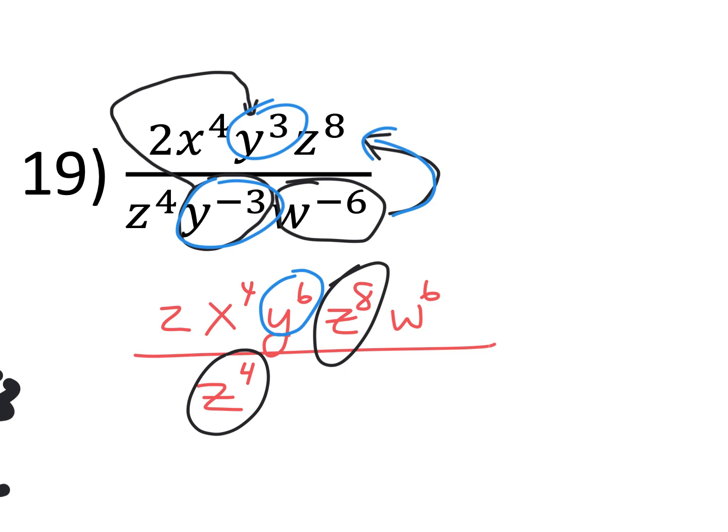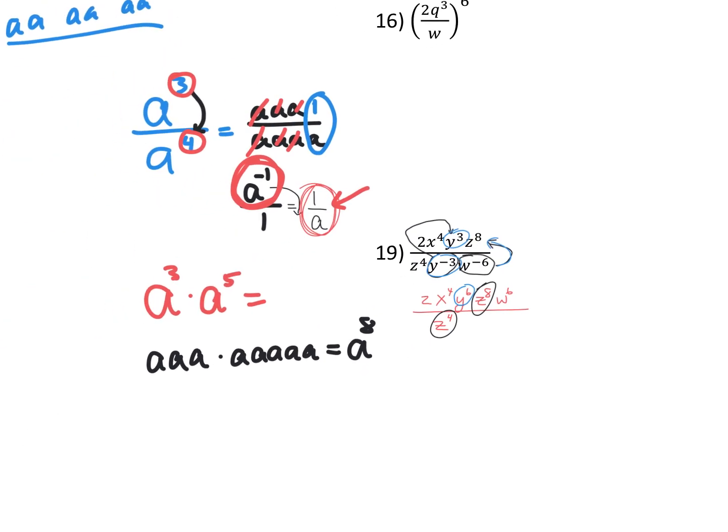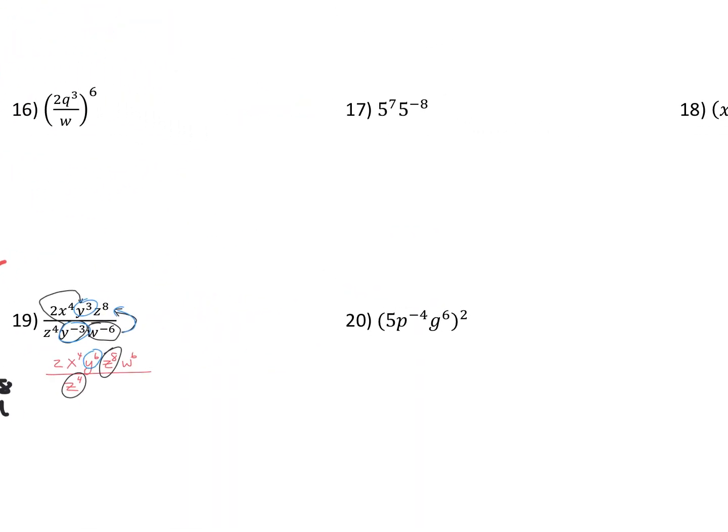You can always do the exploded view thing if you want. There's 8 z's on the top, z, z, z, z, z, z, z, z. And then over the z's on the bottom, there's 4 z's on the bottom, z, z, z, z, and then 4 of them cancel, and then, okay. All right. I hope that's enough coaching for you on powers.